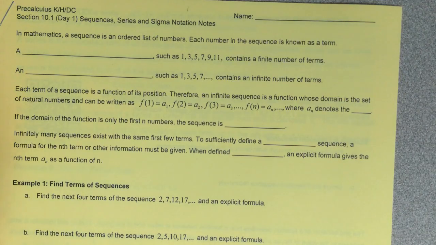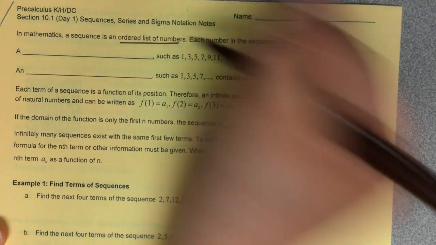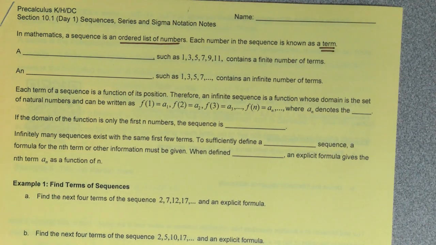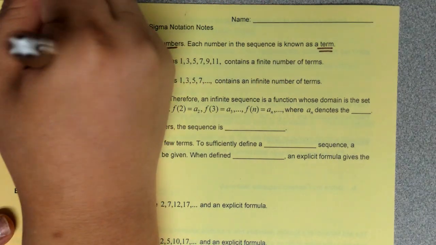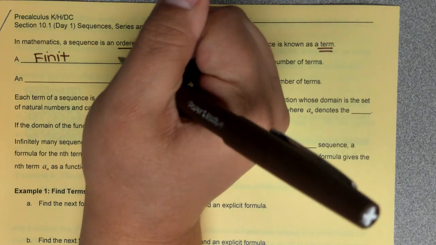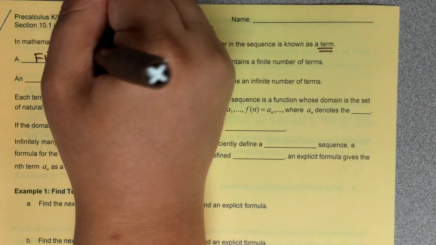In mathematics, a sequence is what? An ordered list of numbers. So each number in the sequence is known as a term. A finite sequence. Did I spell that right? F-I-N-I-T-E, right? Just an E? Yeah, sequence.